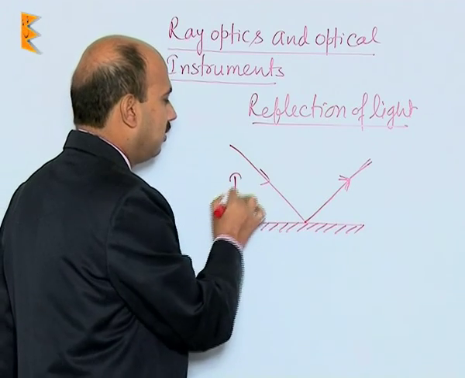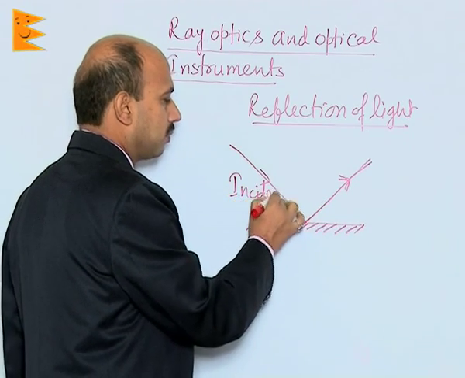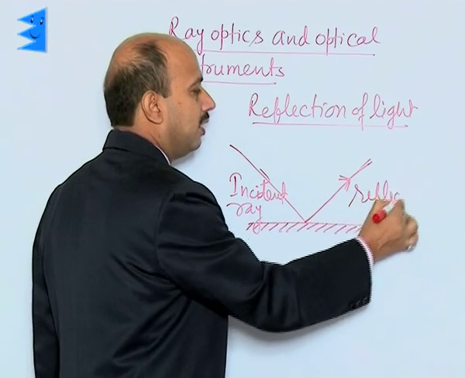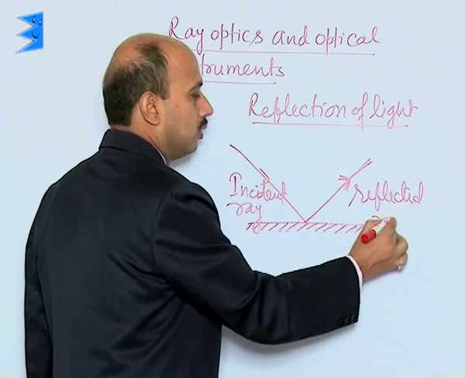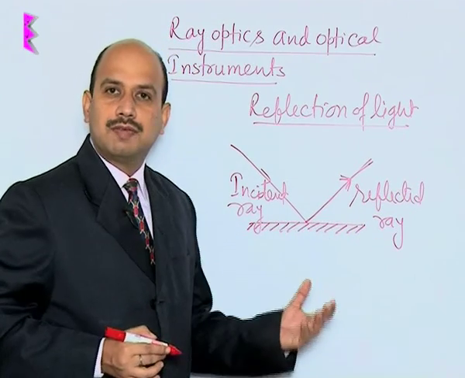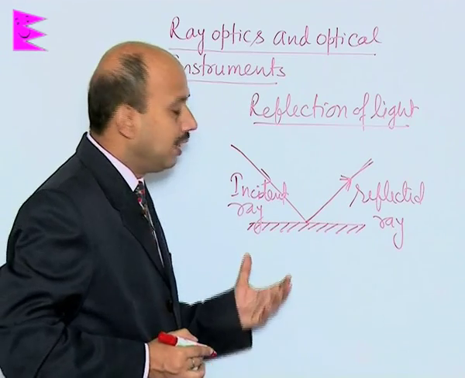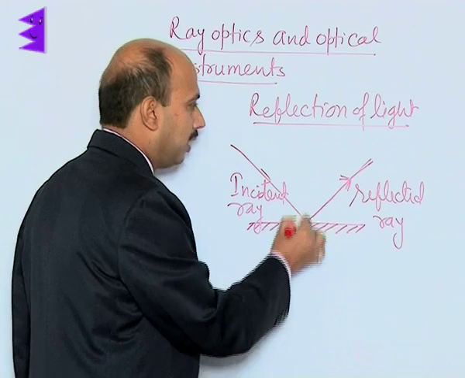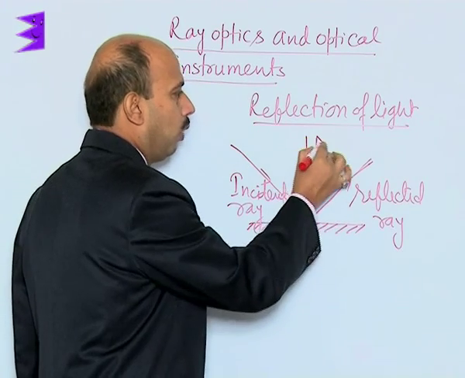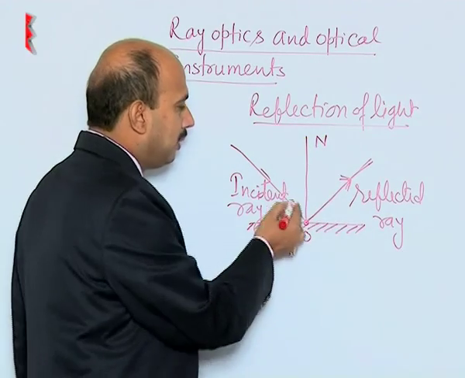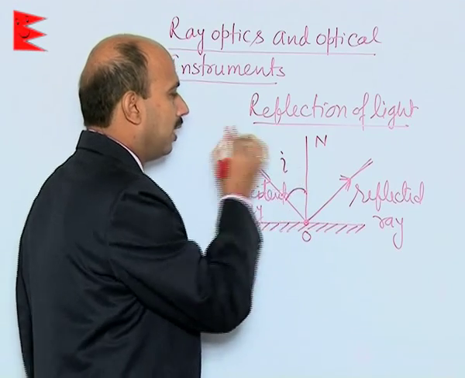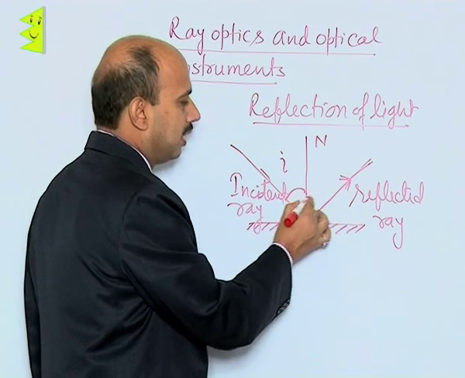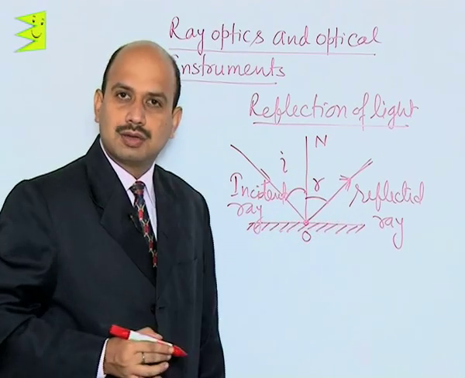This is known as the incident ray, and this is known as the reflected ray. So there are two rays, the incident ray and the reflected ray. Now, to define the angle of incidence and angle of reflection, at the point of incidence a normal is drawn, this is ON. The angle between the normal and the incident ray is known as the angle of incidence, I, and the angle between the normal and the reflected ray is known as the angle of reflection, R.